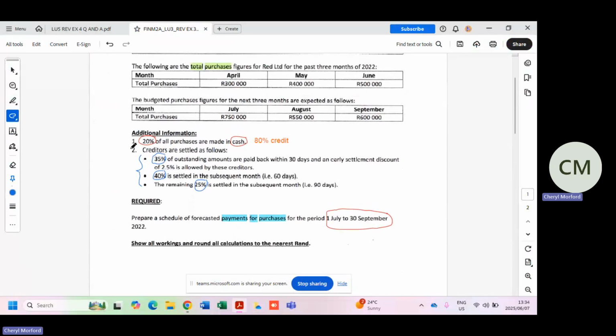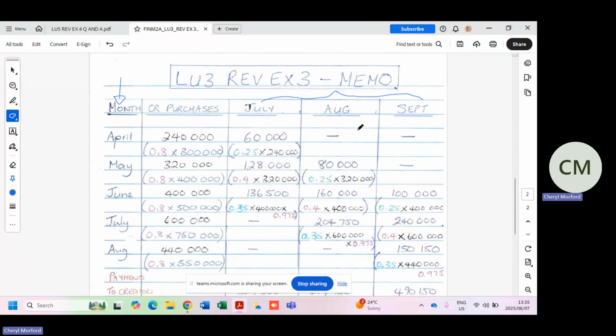So step number 1, I want to find credit sales. I'm going to take all of these purchases, all of these amounts here from April all the way to September. I'm going to find 80%, and that will change the total purchases into credit purchases, because I can't start my calculations and my monthly allocations unless I've got 80%, which is the credit component. So let's do that first of all.